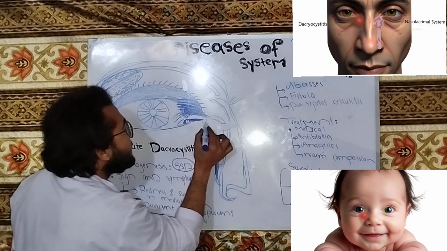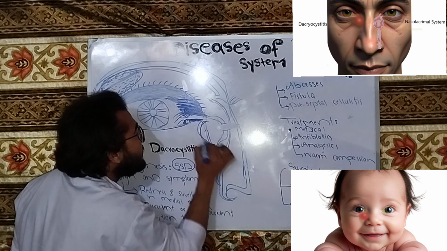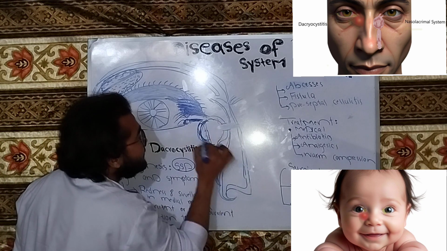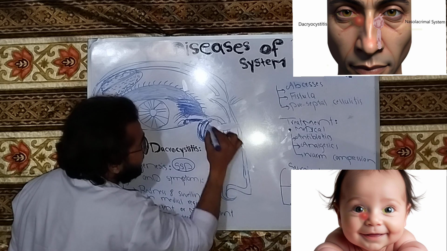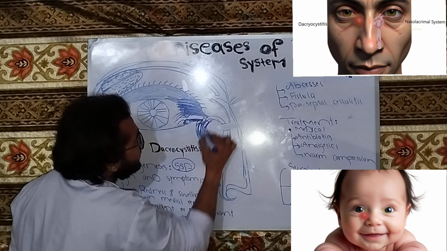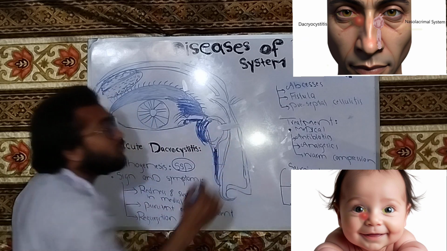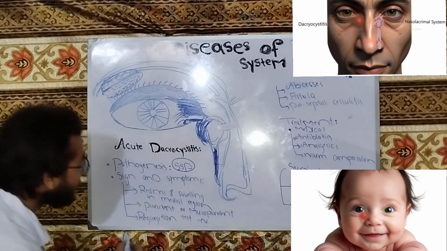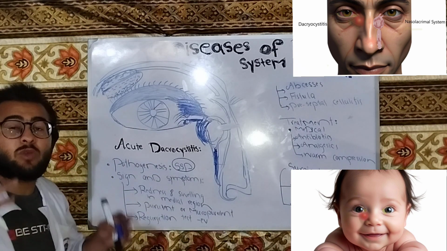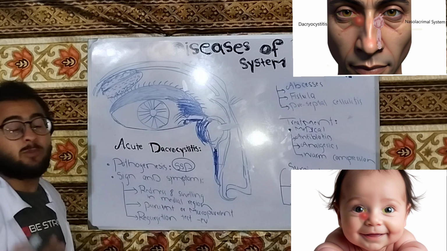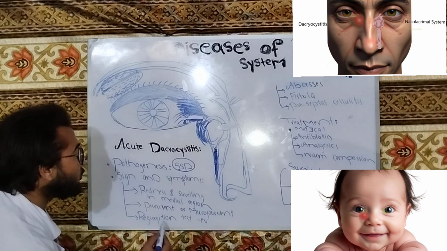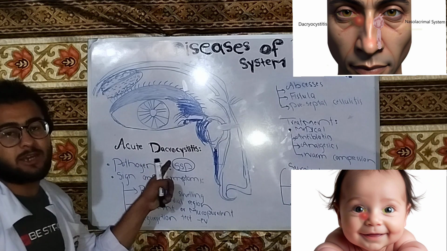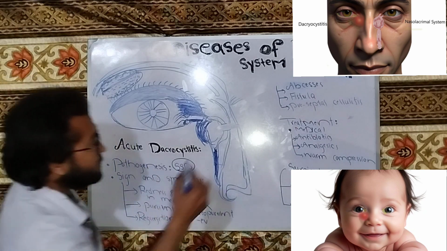Because this region has been swollen, red, and tender. The patient is also in trouble and in severe pain. So if you perform a regurgitation test, it will worsen the condition of the person. So we shouldn't do a regurgitation test in acute dacryocystitis, okay?